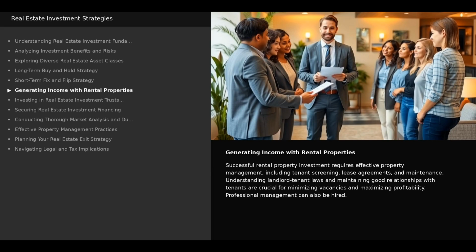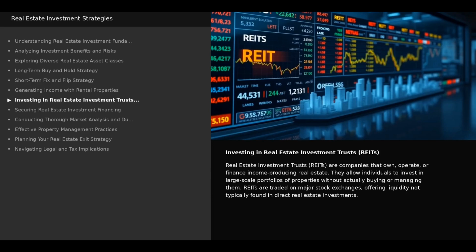Investing in real estate investment trusts, REITs. Real estate investment trusts, REITs, are companies that own, operate, or finance income-producing real estate. They allow individuals to invest in large-scale portfolios of properties without actually buying or managing them. REITs are traded on major stock exchanges, offering liquidity not typically found in direct real estate investments.